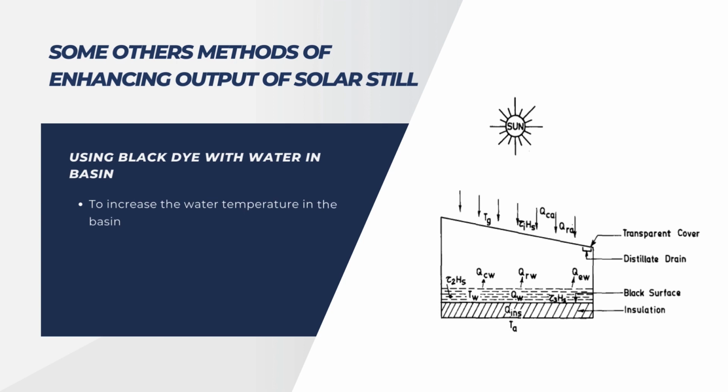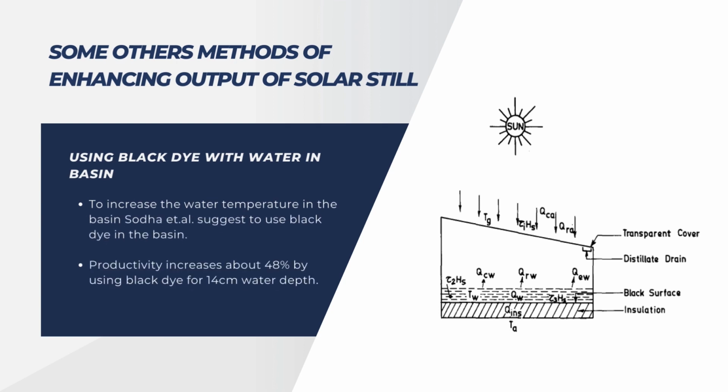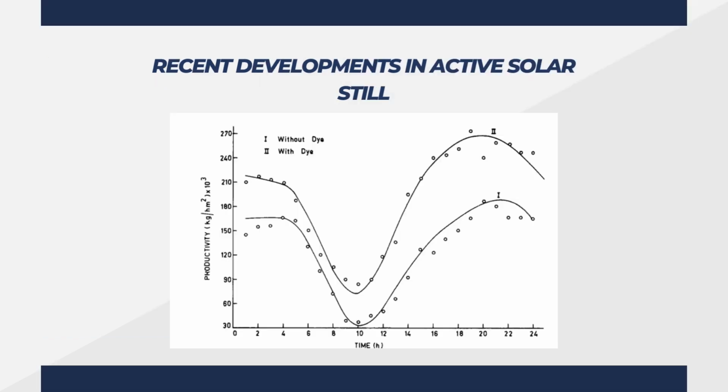46.67%. Using black dye with water in the basin. This black dye, if kept inside the water of the basin, collects more heat. At the same time, it provides more surface for the water to evaporate. To increase the water temperature in the basin, a researcher, Soda et al., suggested using black dye in the basin. By doing this, they found that the productivity increases of the order of 48% by using black dye for 14 centimeter water depth, as can be seen in the graph as well.